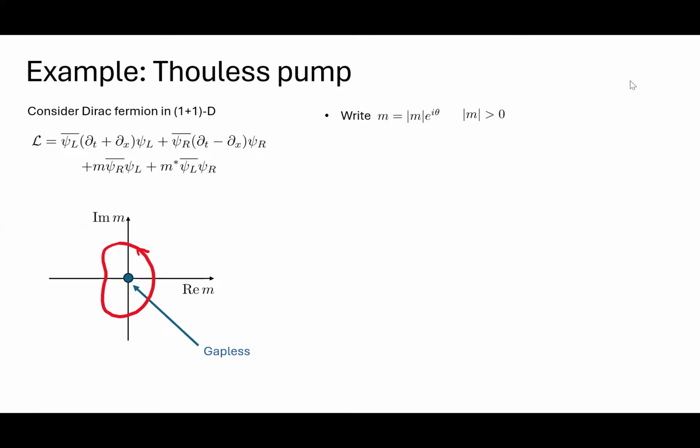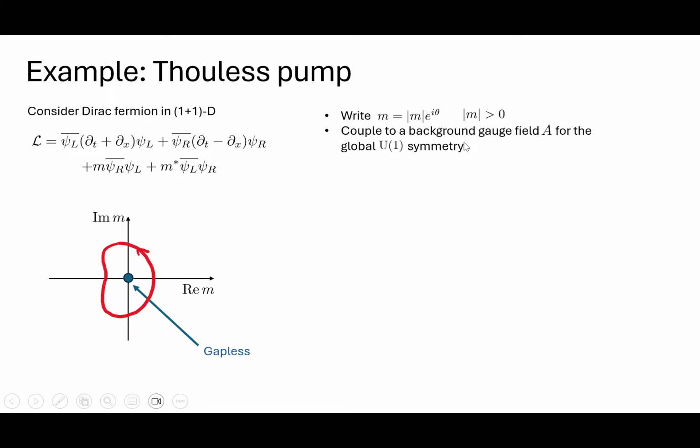Well, suppose I write the mass term in polar coordinates, and I'll assume that the magnitude of the mass is greater than zero, so we're sitting away from the gapless point. Now I can couple to a background gauge field for the global U(1) symmetry. This system has a global U(1) symmetry that rotates the phase of psi_L and psi_R. It's the vector U(1), if you want to call it that, because the axial U(1) is broken by the mass.